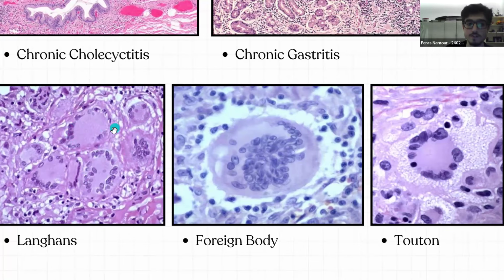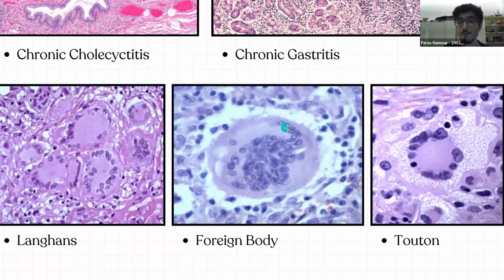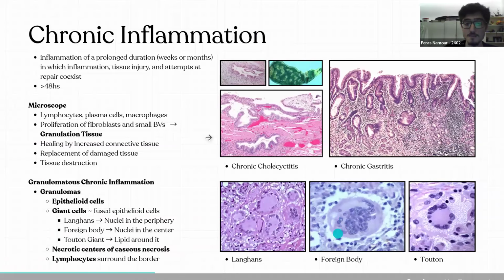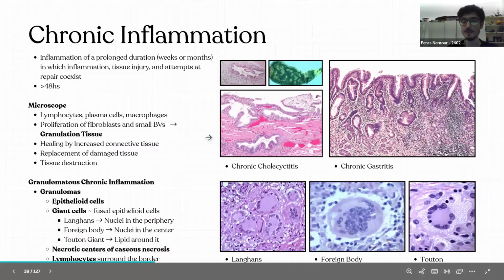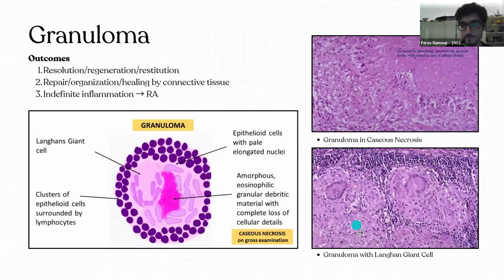By the position of their nucleus. If the nucleus is on the periphery, I'm going to have Langhans. If it's in the center, foreign body. And if it's on the periphery, but all of a sudden I have lipids around, Touton. And this came in our OSPE. I think foreign body was the one we had. But please understand them, not memorize them. Langhans, periphery. Foreign body, in the center. And Touton, periphery, but there's also lipid around. I really hope this got across as much as possible.